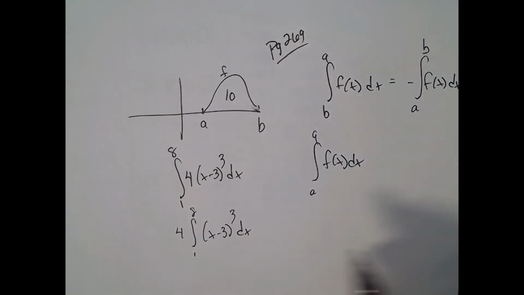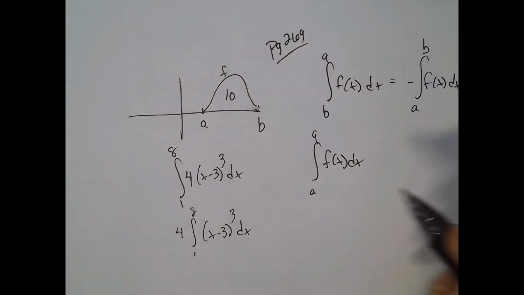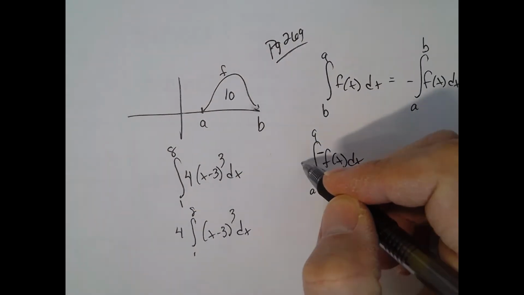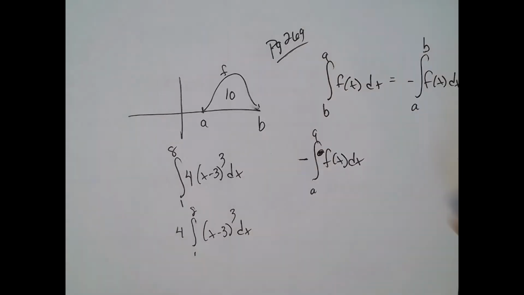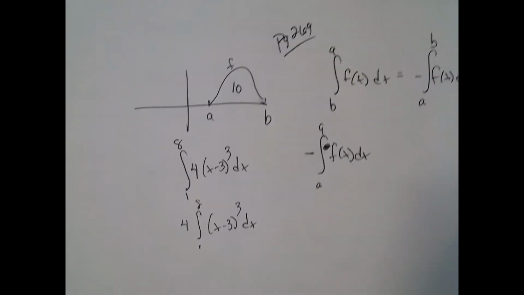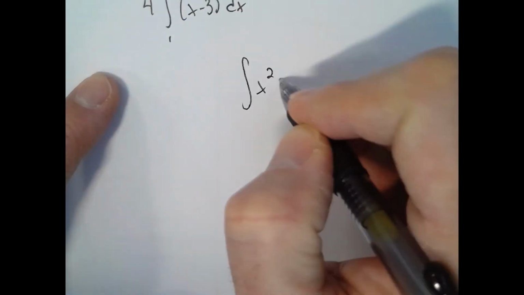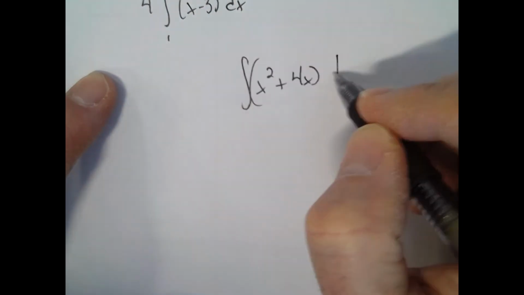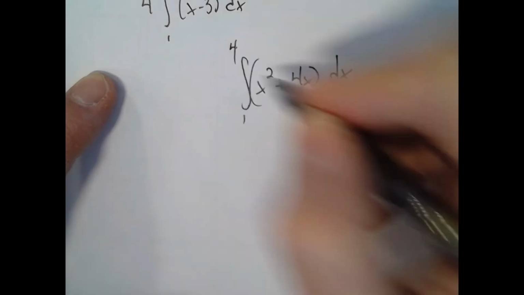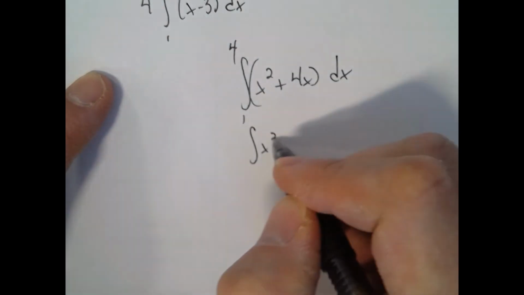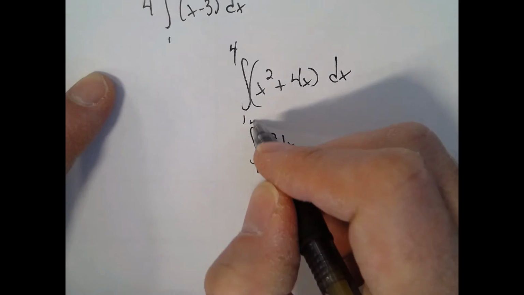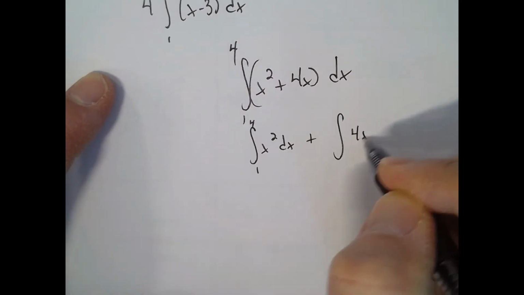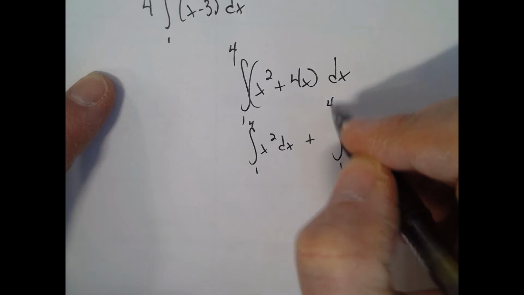You can pull out a negative. It was just a negative f of x here. You could pull that out and it becomes negative on the outside, just like taking out a negative 1. If you have 2 different terms, so if I have the integral of x squared plus 4x dx, common sense prevails here. That is the same as integrating x squared from 1 to 4 plus the integral of 4x from 1 to 4. You can separate them.